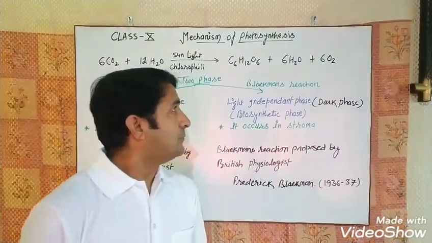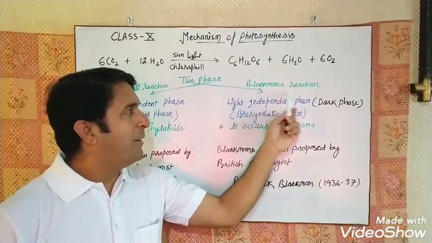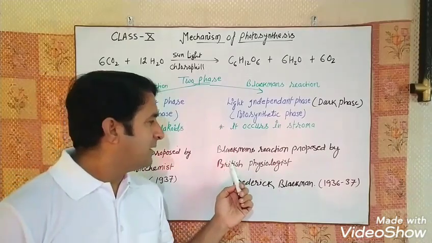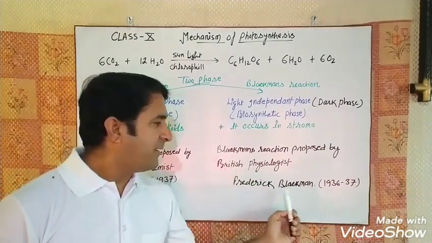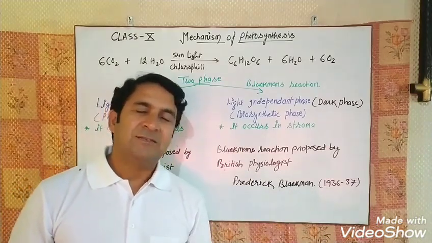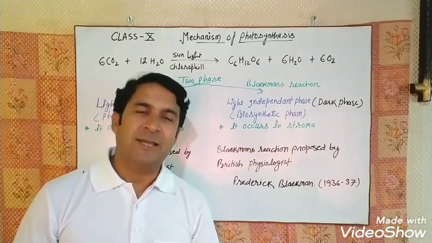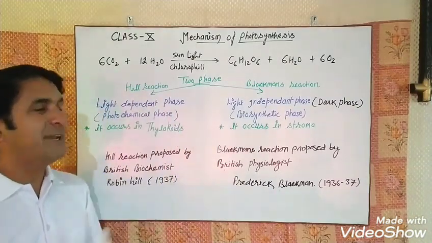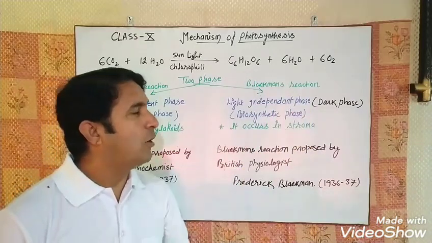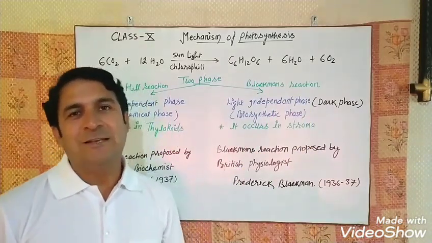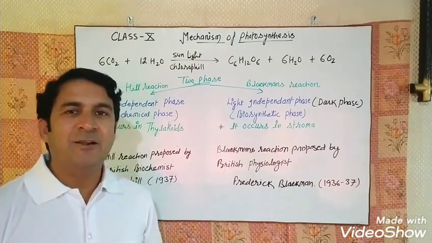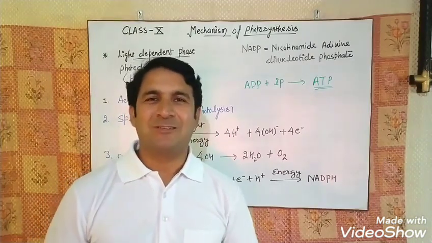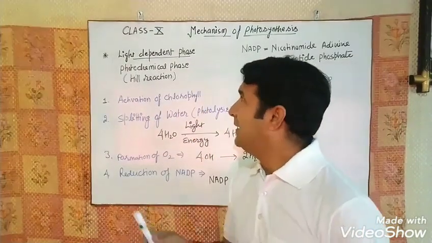On the other hand, the light independent phase is called Blackman's reactions. Why is it called Blackman's reactions? Because it was proposed by the British physiologist Frederick Blackman at the same time, in 1936 and 37. Okay, so the light dependent phase is called the Hill reaction, and the light independent phase is also called the Blackman's reaction. Now we will discuss this light dependent phase deeply. So now we will discuss the light phase of photosynthesis deeply.